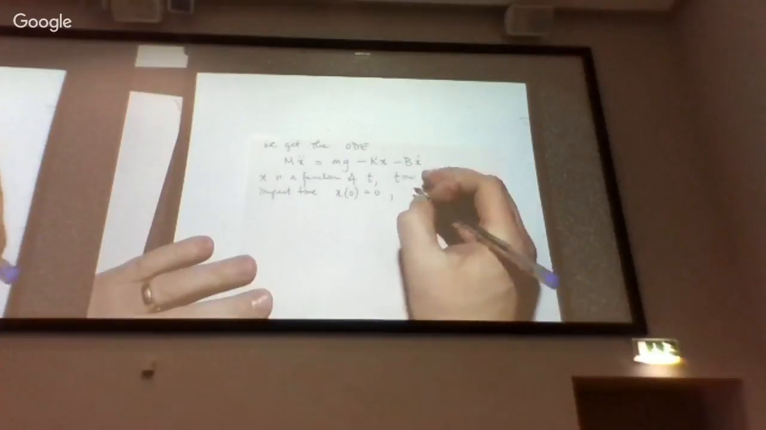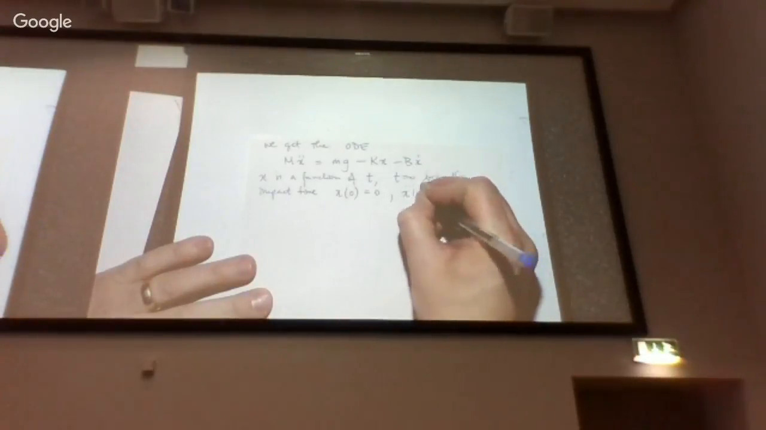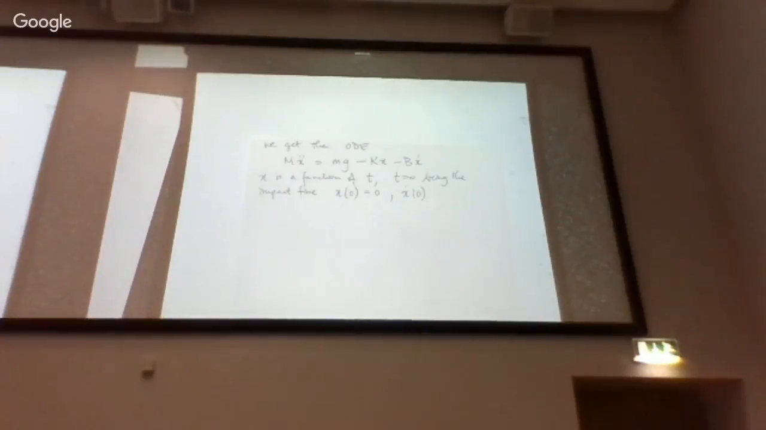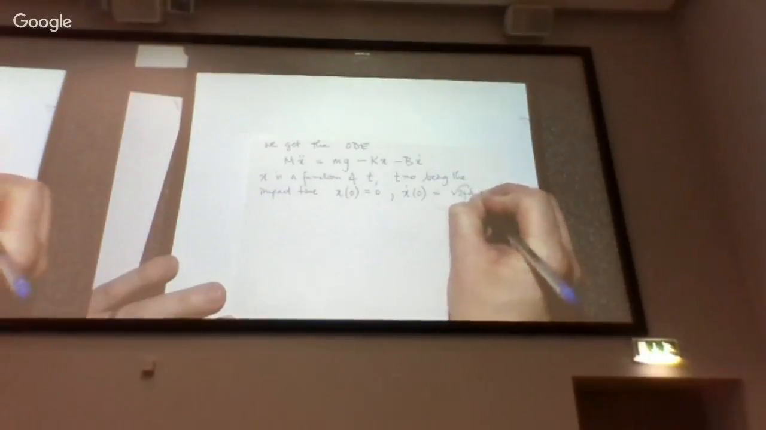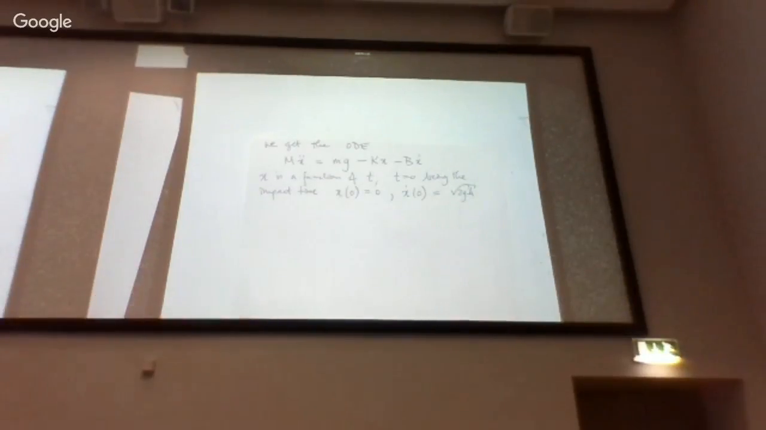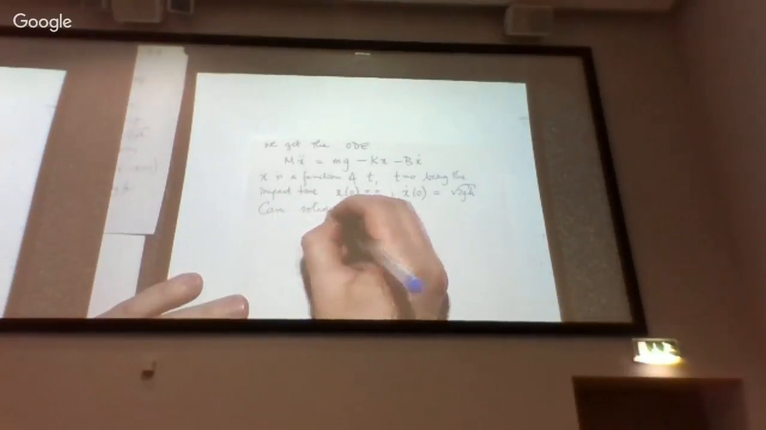And the velocity at impact is the square root of 2gh. Okay. That's the rate of change vectors. Okay, so we can solve this using Laplace transforms.